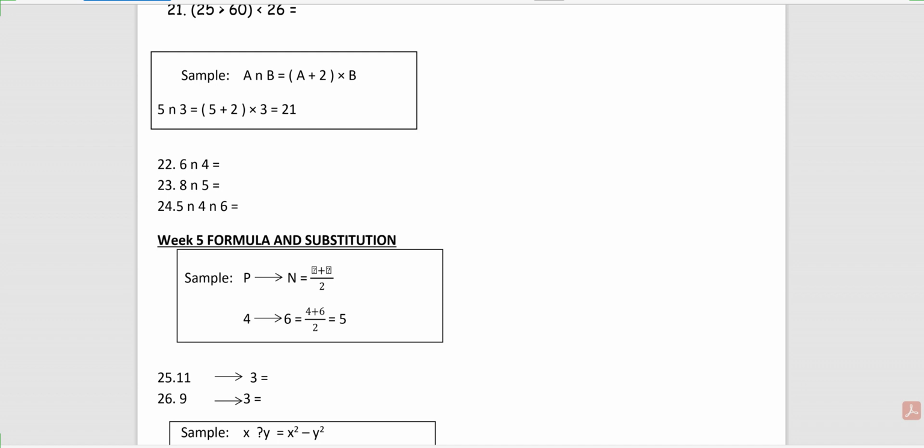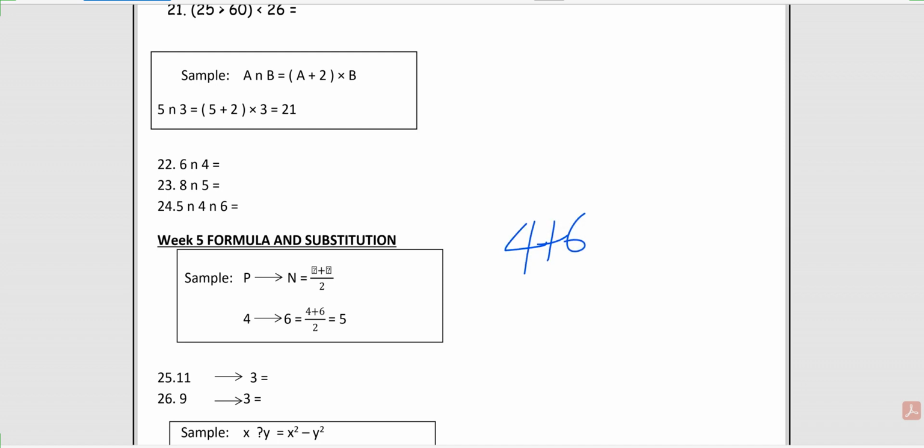Now, for this next sample, you can see it's well explained. You add 2 to the first one before you multiply with the second one. That means 5 plus 2. Now, for this sample, all we need to do is to add the two numbers and divide by 2. Like you do 4 plus 6, which is 10. Divide by 2, you get 5. So that's what we do for that sample.